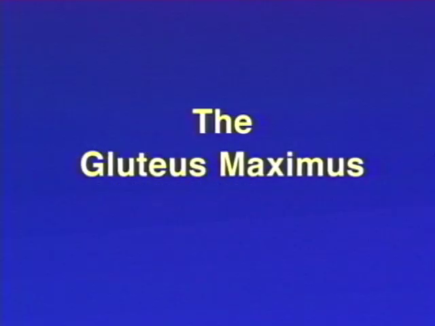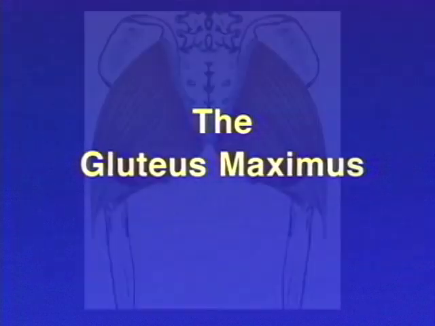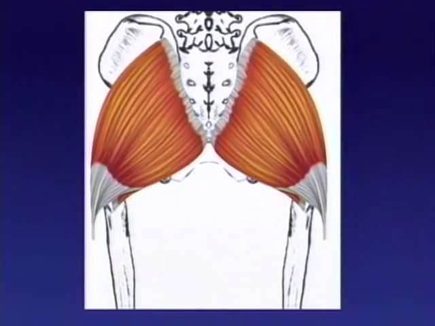We are now ready to move to the posterior aspect of the hip. First, let's talk about the gluteus maximus. The gluteus maximus originates on the posterior 1/4 of the crest of the ilium, posterior surface of the sacrum near the ilium, and fascia of the lumbar area. It inserts at the gluteal line of the femur and iliotibial band of the fascia lata.